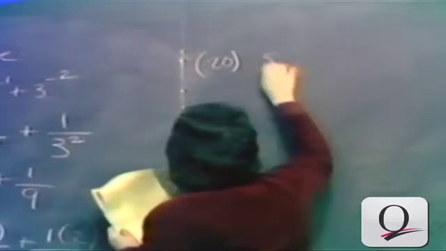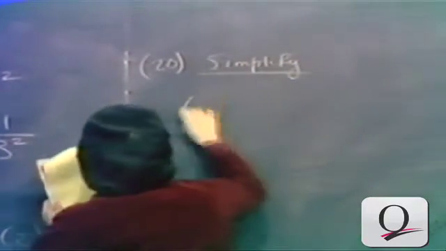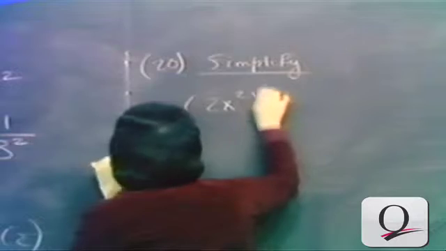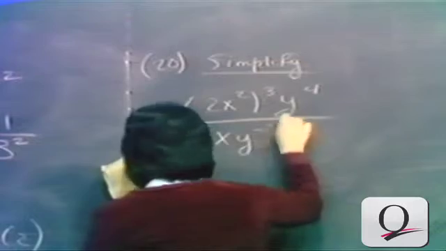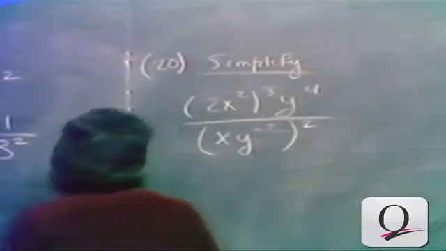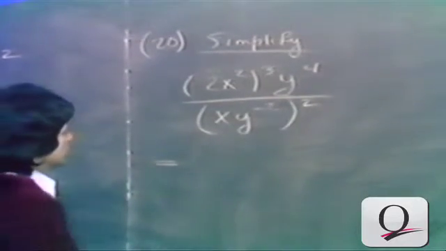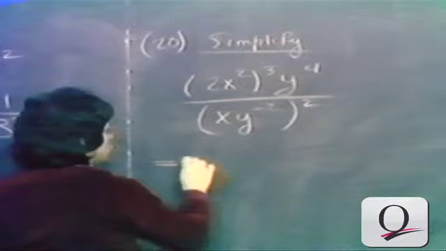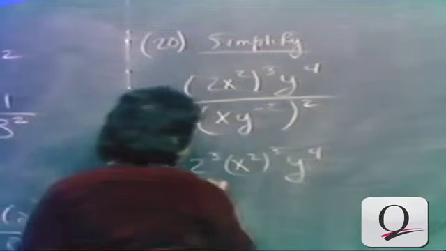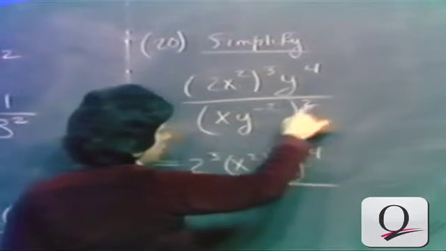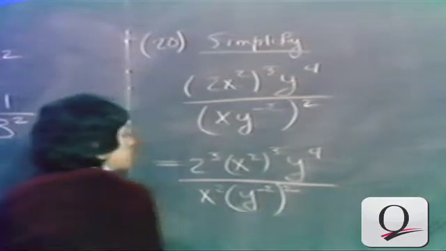Number 20, we want to simplify the following: 2x squared, cubed, y to the 4th, over x y to the minus 2, all raised to the second power. Now 2x squared cubed means 2 gets cubed and x squared gets cubed, y to the 4th. And here, this product squared means x gets squared and y to the minus 2 gets squared.